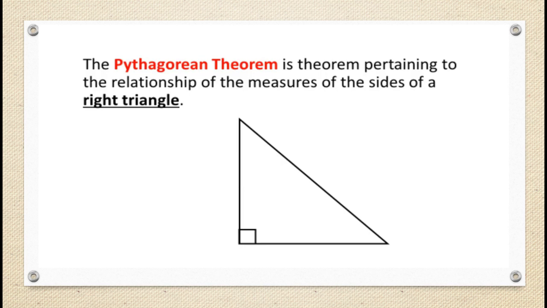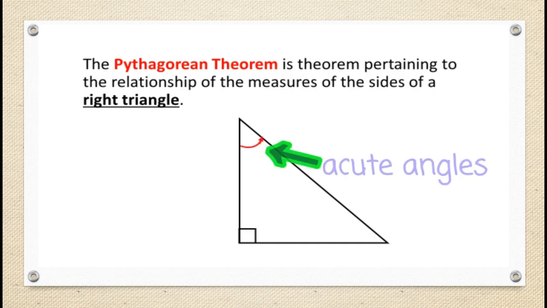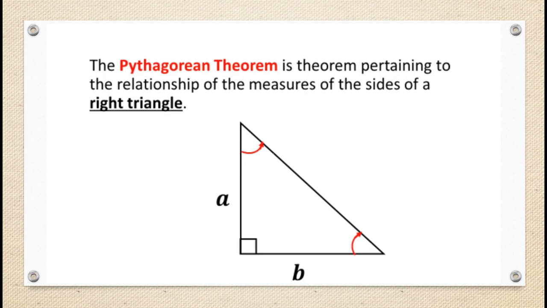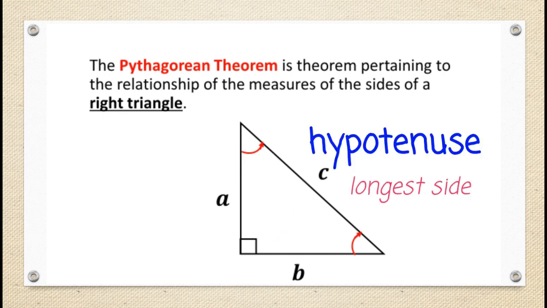When do we say that a right triangle is a right triangle? Correct, if it has a 90 degree angle or one right angle, and the other two angles are acute angles. What do we call the two shorter sides of a right triangle? Correct, side A and side B are what we call the legs. And how about the longest side? You're right. The longest side is what we call the hypotenuse.